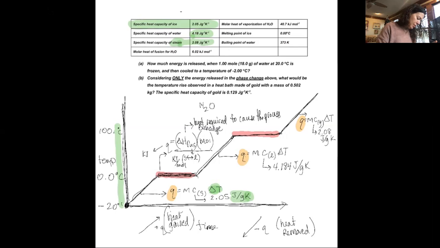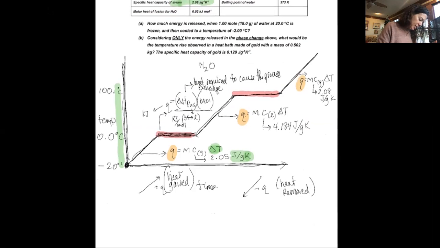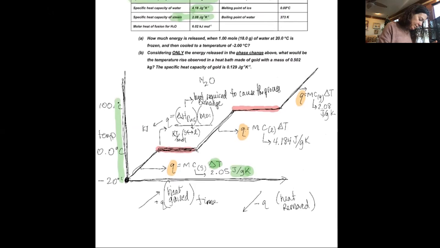Now, the next phase change also has something like that. Sorry, my words are horrible today. It's Saturday morning. It's about 7:30 right now.